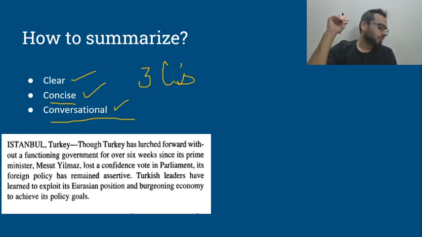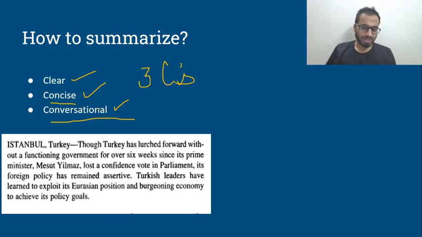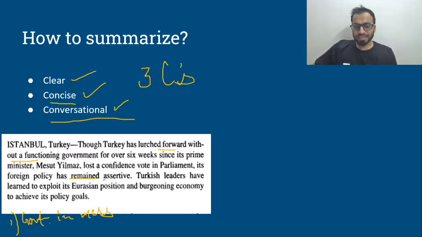Now, there are two contrasting statements in the passage, right? They are saying Turkey has lurched forward without a functioning government. So, Turkey's government is in a mess. If we were to summarize this: government in mess. Foreign policy has remained assertive. Turkish leaders have learned to exploit its Eurasian position and burgeoning economy to achieve its policy goals. Now they are saying even though government is in a mess, foreign policy is working fine.